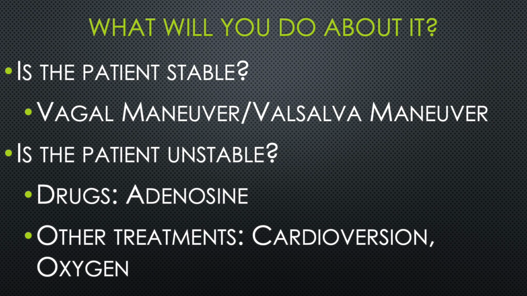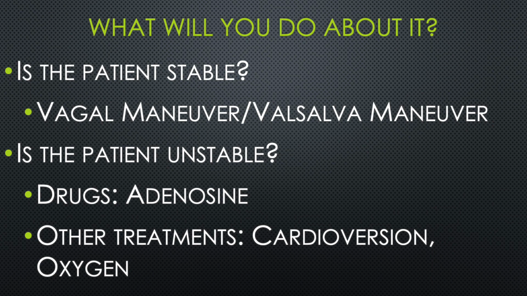If the patient's unstable, so if their blood pressure's low, if they're dizzy, having palpitations, feeling weak, fatigued, short of breath, then we're going to consider drugs or other treatments. The drug we would be using is possibly adenosine, and I remember adenosine because DEN, it discontinues the electrical node. So that's our first choice. And this is a drug that's really specific to supraventricular tachycardia. There are other drugs we can use, but usually this is going to be the most common one.